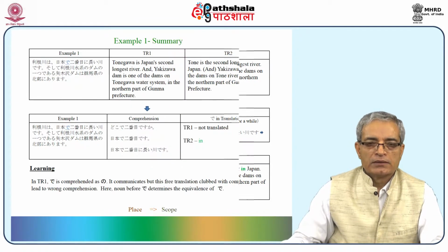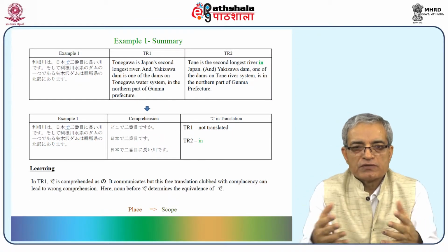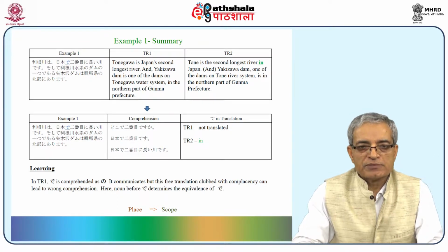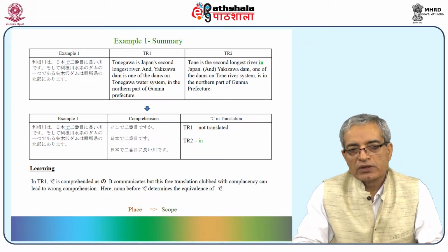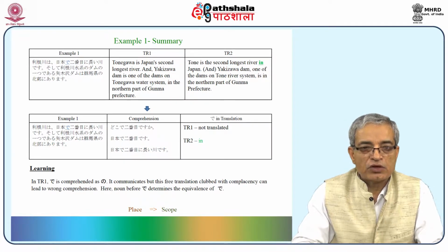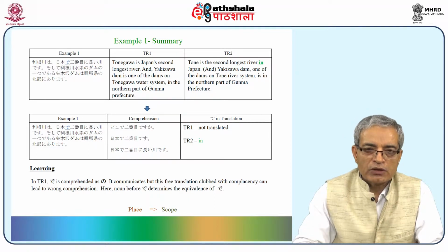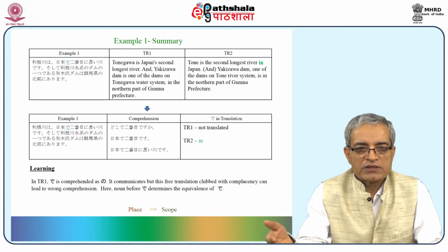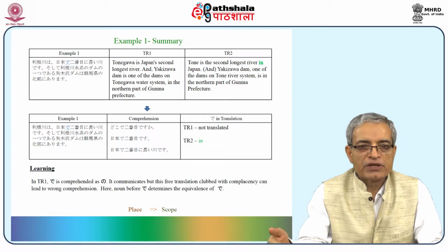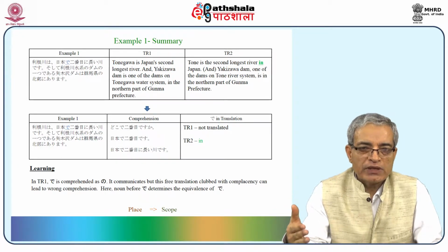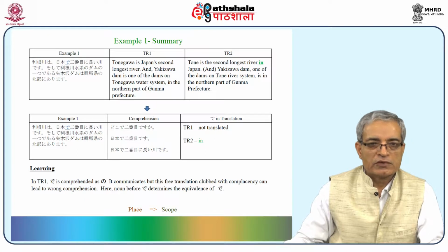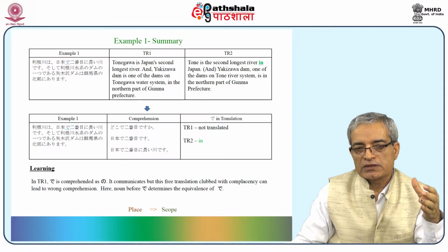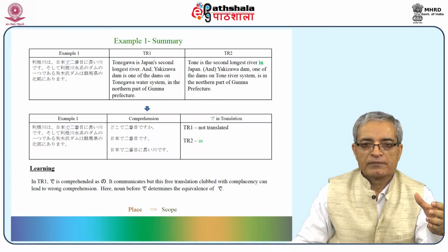Okay. You can see here that in translation 1, 'de' is not translated. In the case of translation 2, 'de' has become 'in' because of the clarity. So learning here is that in translation 1, 'de' is comprehended as 'no'. It communicates, not that it does not communicate, but this free translation clubbed with complacency can lead to wrong comprehensions. Here, the noun before 'de' determines the equivalence of 'de'. What it shows here is that 'de' is indicating a place. That means the scope of place is limited by 'de'.